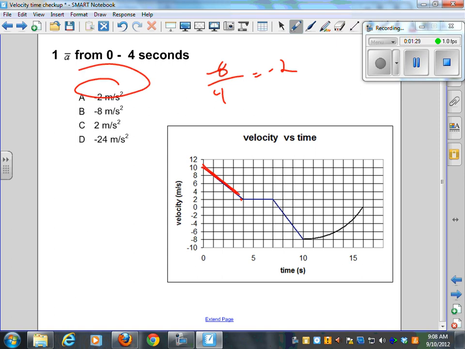Right? Am I safe to say that most people got that one? Once you realize what was going on a little bit, that's probably the easiest one of the bunch. Okay?